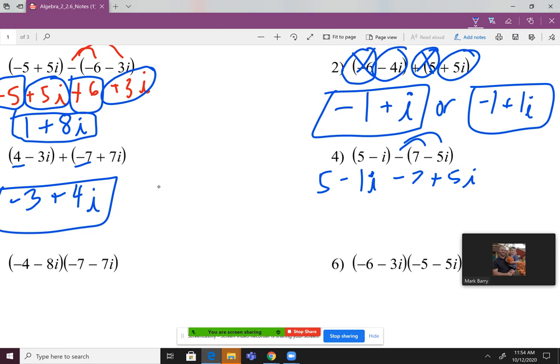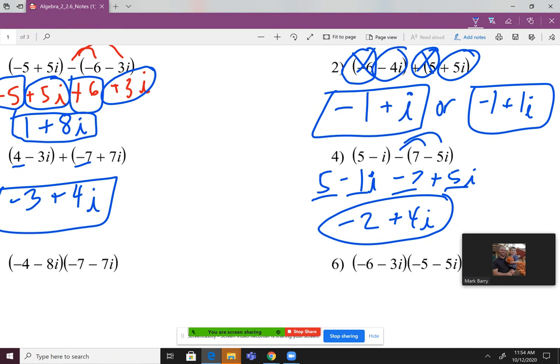So now I combine my regular numbers. So 5 minus 7 is negative 2. Negative 1i plus 5i is going to give me plus 4i. That's it. All right, so those are easy, right? Definitely we can get those ones correct on any quiz or test, I would hope.